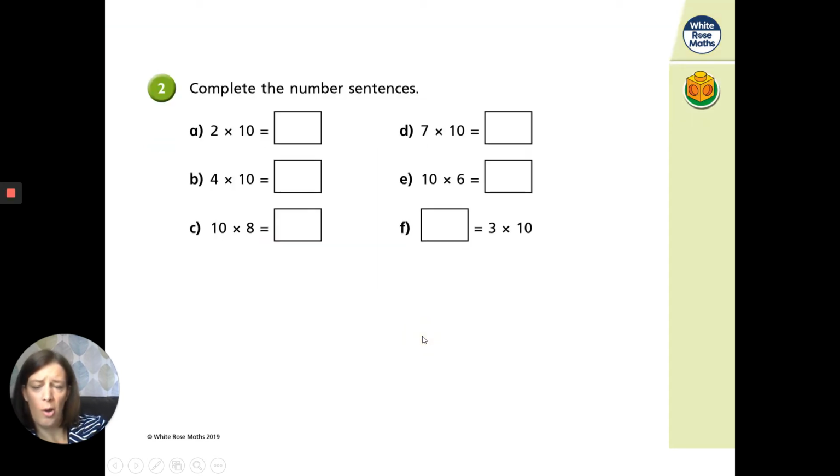Okay, so your turn now. You'll need your paper and your pencil, and you'll need to pause the video while you have a go at these multiplying by 10 calculations.